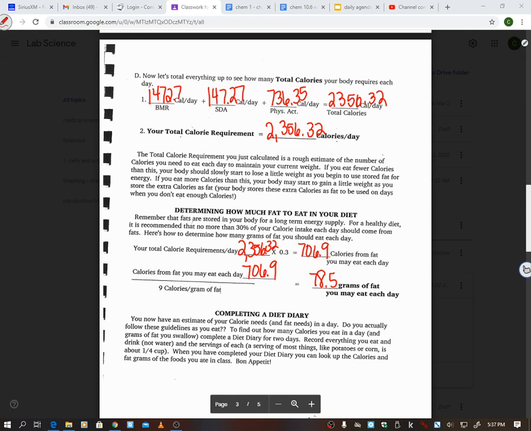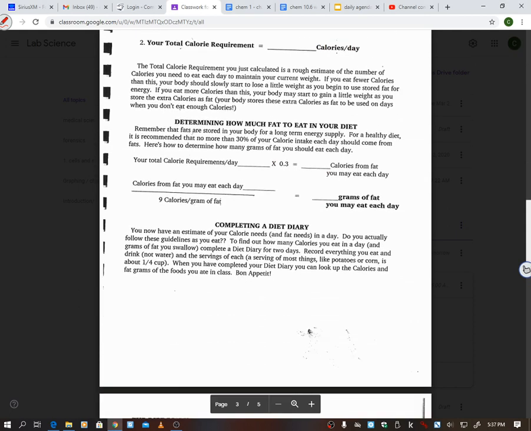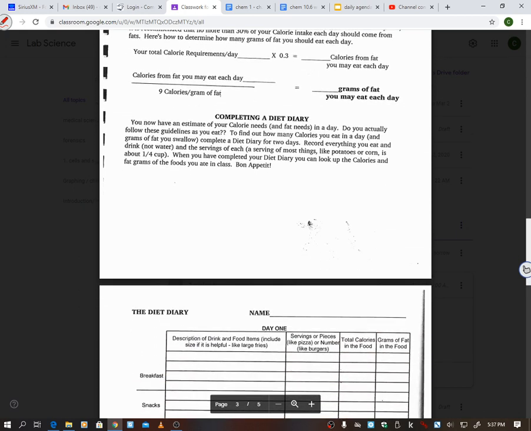All right, so, completing a diet diary. You now have an estimate of your calorie needs and fat needs in a day. Do you actually follow these guidelines as you eat? To find out how many calories you eat in a day and grams of fat you swallow, complete a diet diary for 2 days. Record everything you eat and drink, not water. Water doesn't count. And the servings of each.